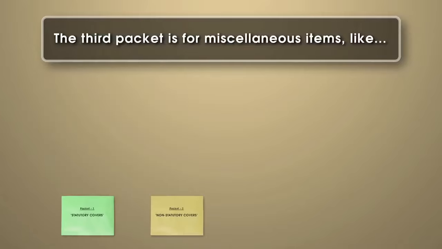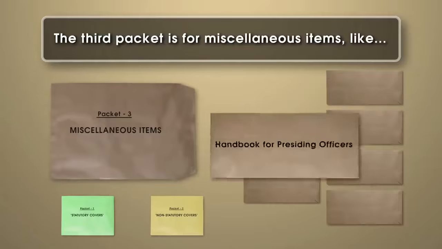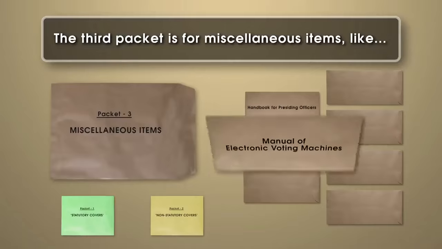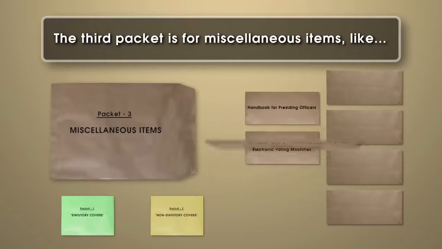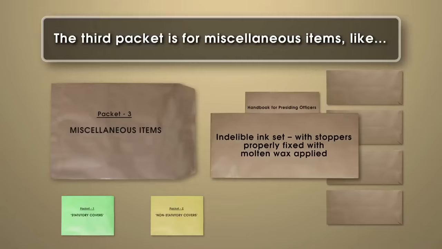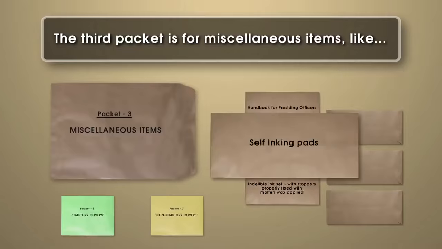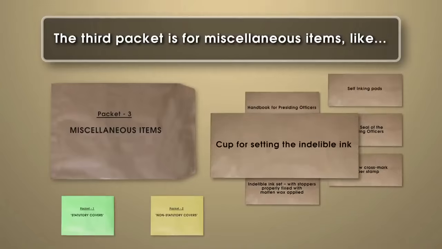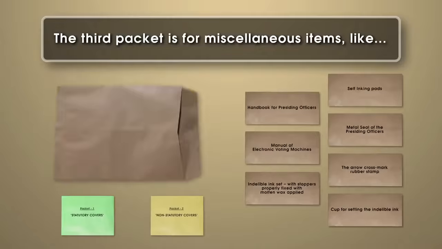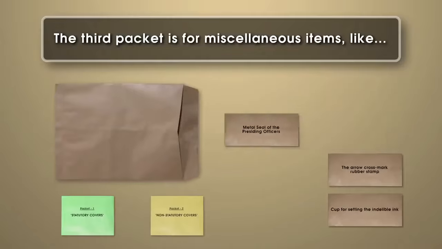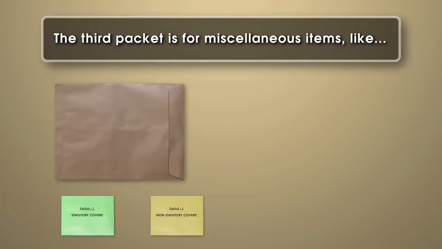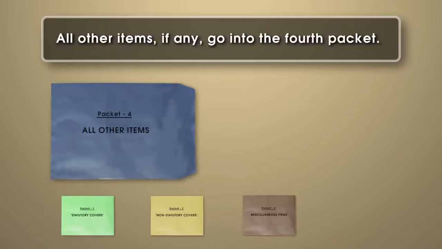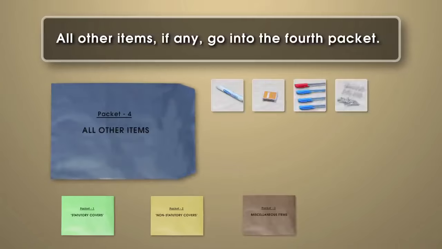The third packet is for miscellaneous items like the Handbook for Presiding Officers, Manual of Electronic Voting Machines, Indelible Ink Set with stoppers properly fixed with molten wax applied, Self-inking pads, Metal seal of the presiding officers, the arrow crossmark rubber stamp, Cup for setting the indelible ink. All other items, if any, go into the fourth packet.